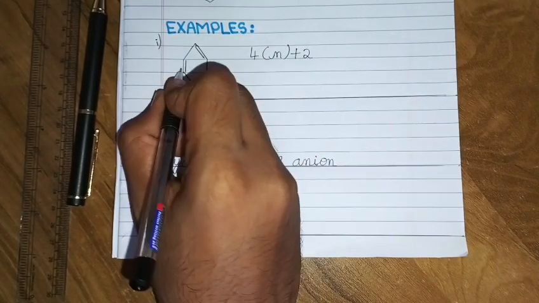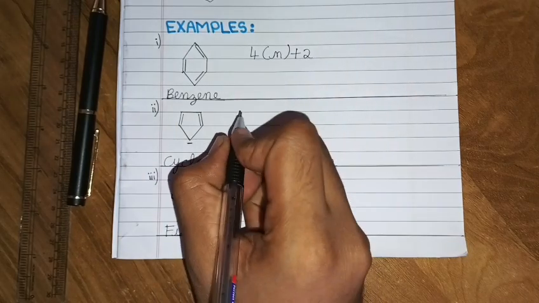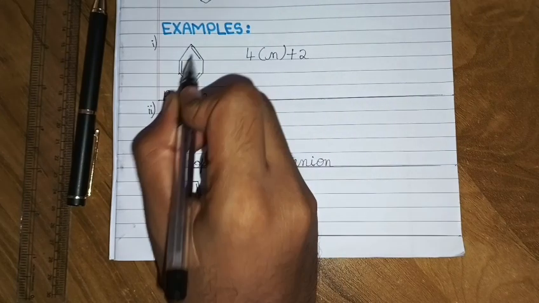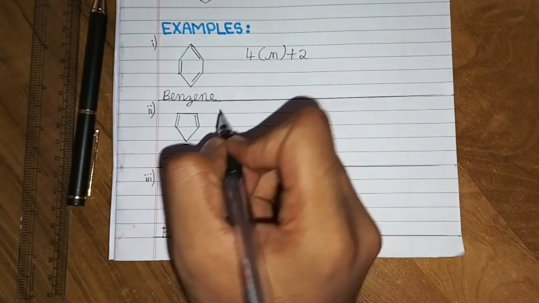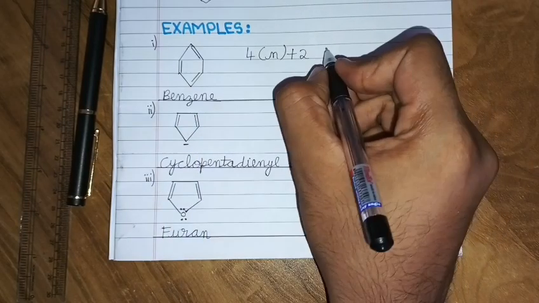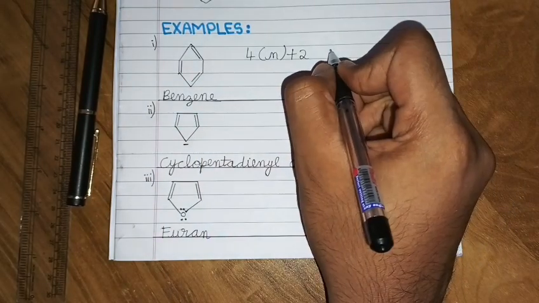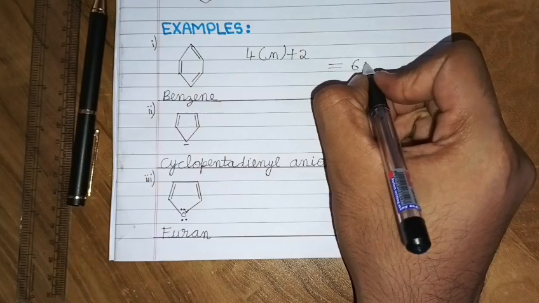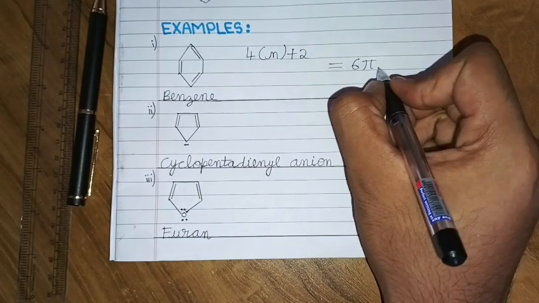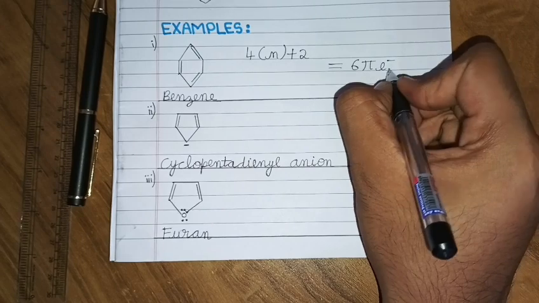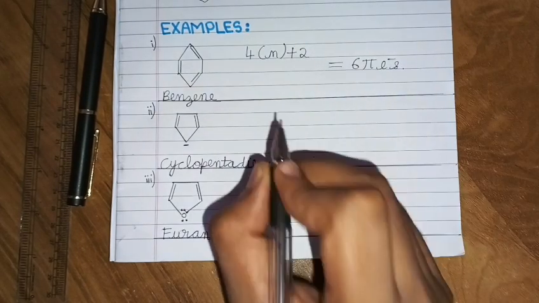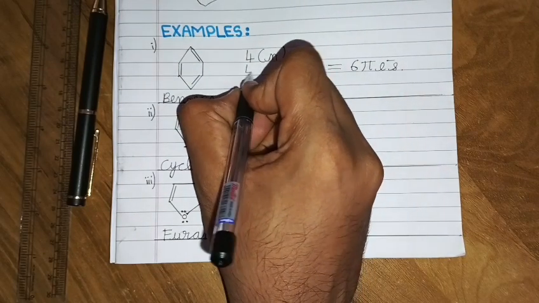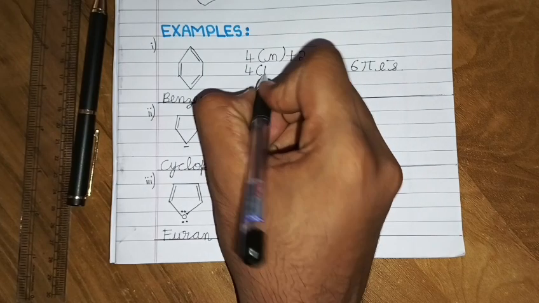As we have three bonds here, 1, 2, and 3, each bond has 2 pi electrons. So we have 3 bonds now. So 1, 2, 3, 4, 5, 6. So the answer will be 6. We can always predict the answer by counting the pi bonds or pi electrons from each bond. So the answer will be 6 pi electrons. In order to get the answer as 6, we must substitute 1 in the place of n. So 4 times 1 is 4, plus 2 is 6.